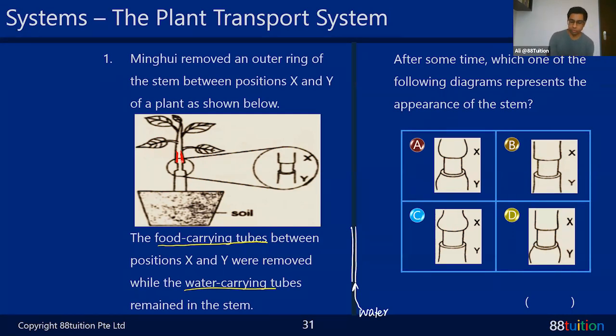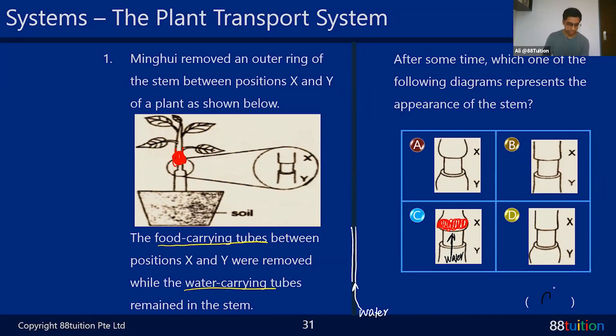So what happens is the food gets stuck here and it becomes bigger and bigger, so it becomes a bit of a swell. Therefore, you will have a swelling at the top half where the food is trying to come down. Water, no problem. Water is still going up because it's in the center. It has not been cut off, so it is still going. Water is okay, whereas food is not okay, it's getting stuck.